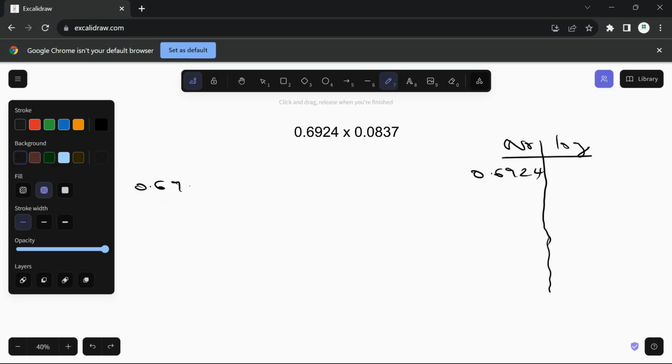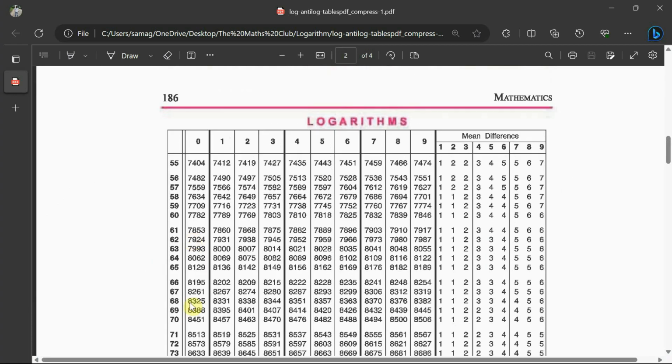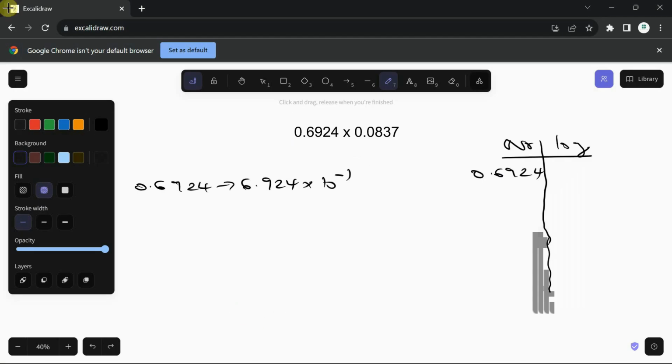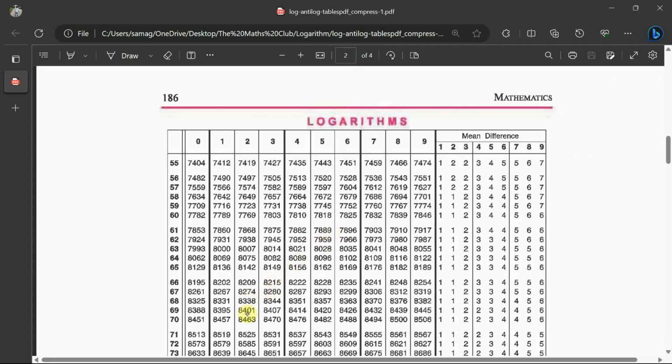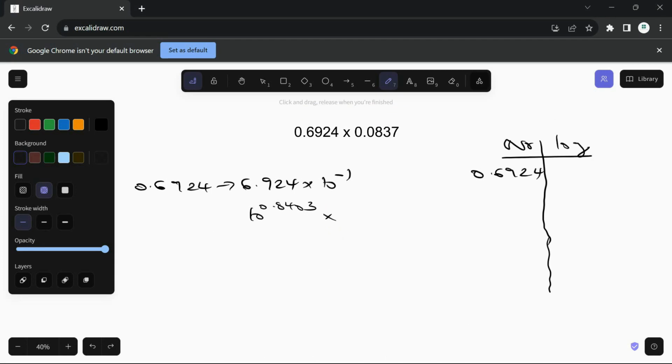So 0.6924, first thing, convert it to standard form. So this is 6.924 times 10 raised to the power. How many zeros do we have? 1, so minus 1. So I'll go to 69 under 2, difference 4. So 69 under 2 is 8401. Difference 4 is 2. So 8401 plus 2 is 8403. Right, so this is 10 raised to the power of 0.8403, times 10 raised to the power of minus 1.